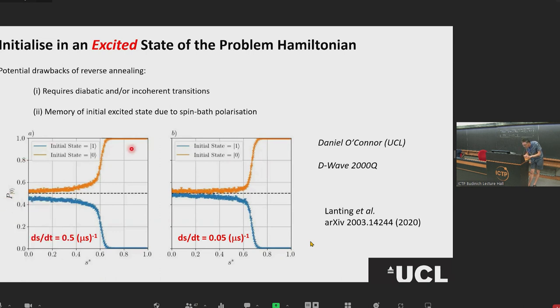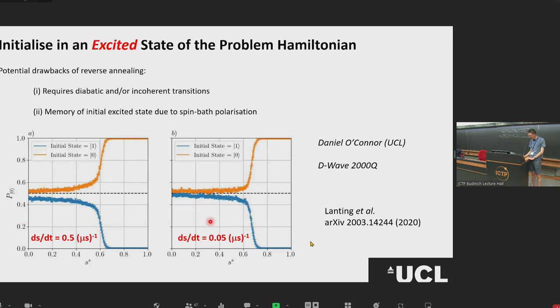Okay. So here on the right-hand side, we're initializing the classical state either in up or down, depending on whether we're blue or orange. And then we reverse anneal back to some value of S, the annealing parameter, and then go back again without pausing and measure the classical state. And the point is that if we anneal back to zero in the annealing parameter, we should completely erase memory of our initial classical state. And that's obviously not the case in the experimental data.